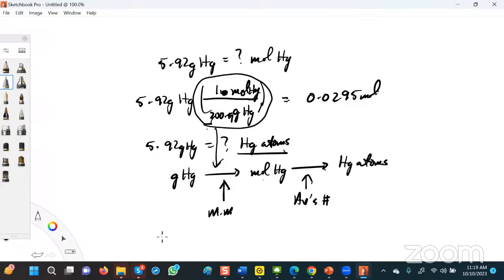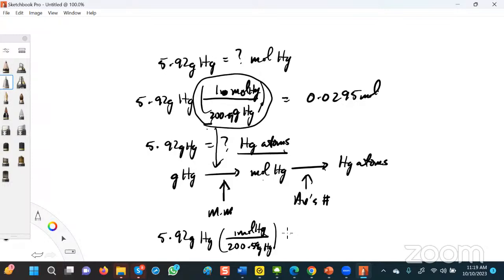So this is how you set this up. You start off with what you're given, the 5.92 grams of mercury, and then you multiply by 1 mole of mercury above, and the molar mass of mercury, which is 200.59 grams.